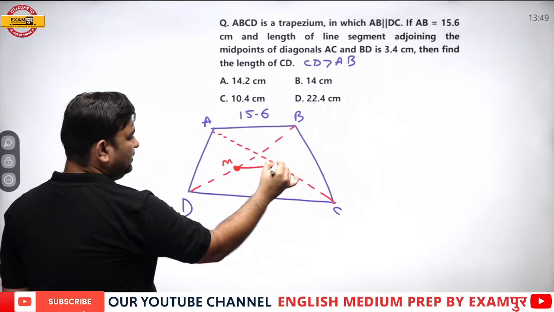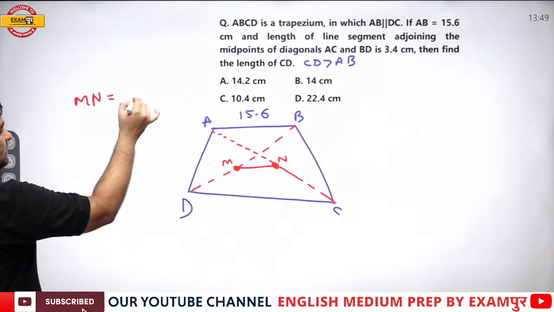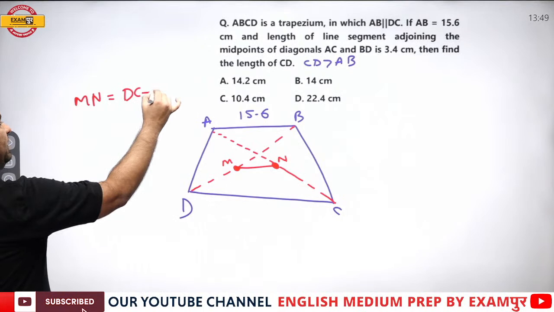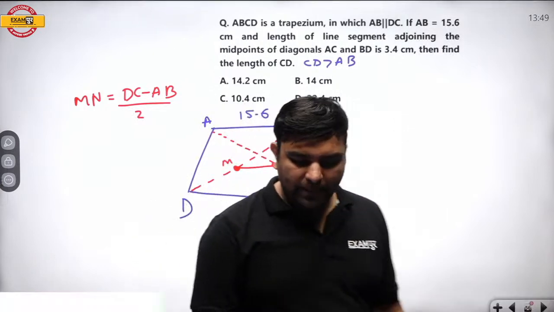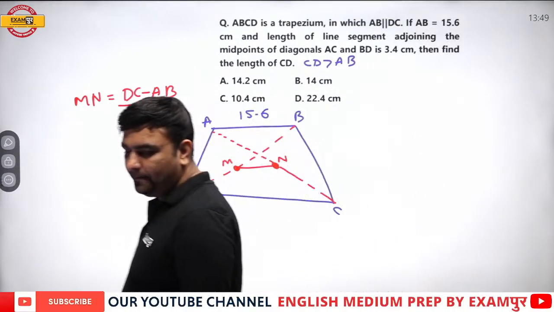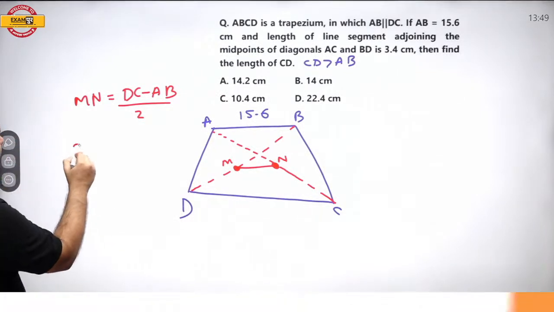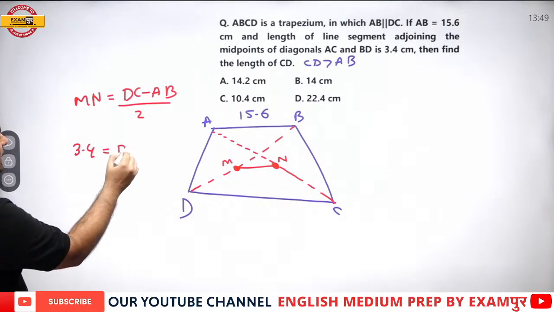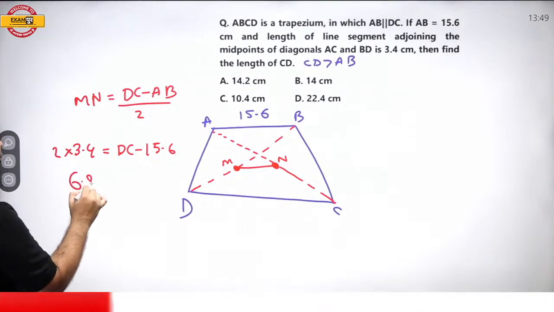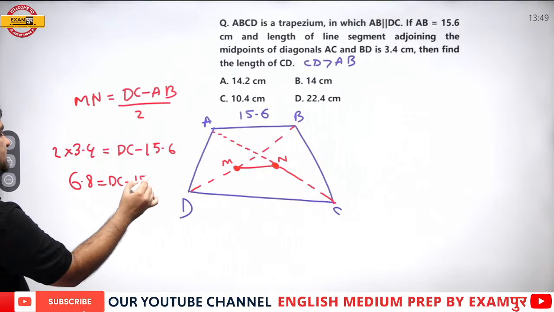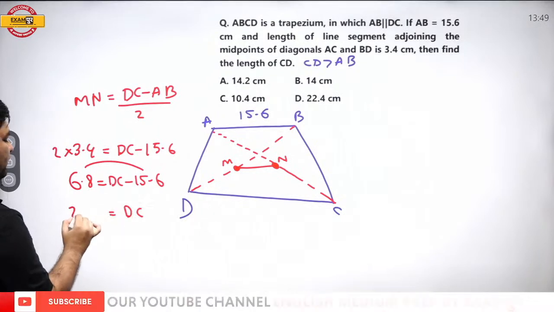Let's suppose this is MN. Then MN comes out to be the bigger side minus the smaller side divided by 2. Now, MN is given as 3.4. DC they are asking, AB is given as 15.6. So 6.8 is equal to DC minus 15.6. Add, DC comes out to be 22.4.